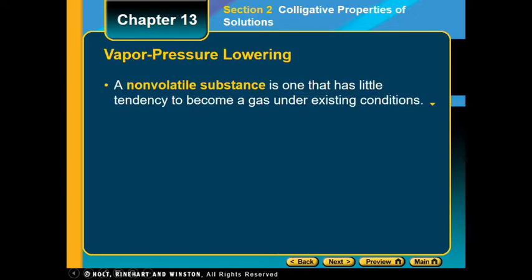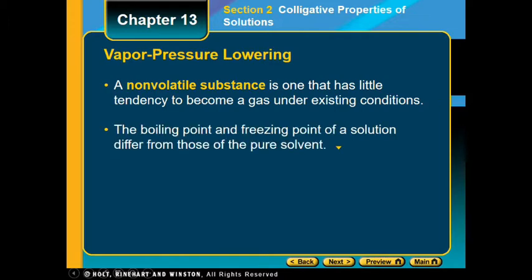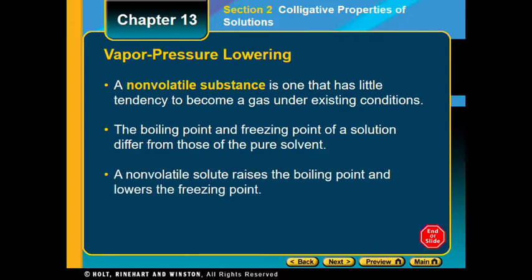So, a non-volatile substance is one that has little tendency to become a gas under existing conditions. So, your boiling point and freezing point of a solution will differ from those of your pure solvent. The easiest thing to think about here is, let's say you take water and you want to boil it or freeze it. You know, water's boiling point is 100 degrees Celsius, its freezing point is 0 degrees Celsius. But if you add an impurity to it, so a solute into this water, that solute will change the boiling and freezing point. So it will elevate the boiling point and it will lower the freezing point. A non-volatile solute will, again, raise your boiling point and lower your freezing point.